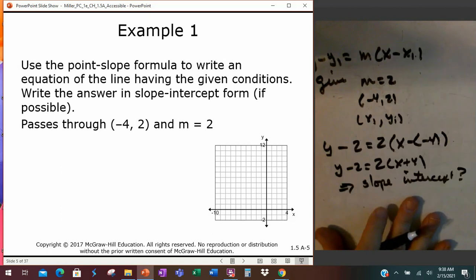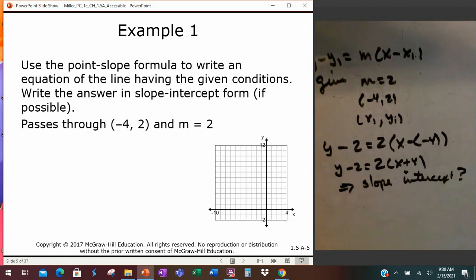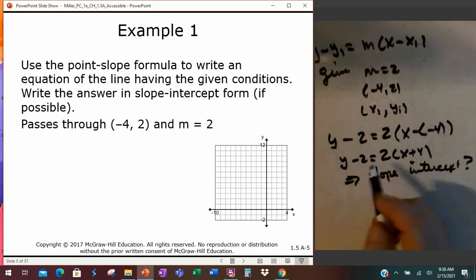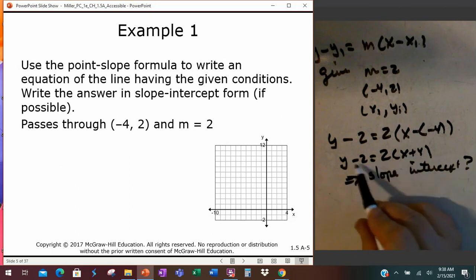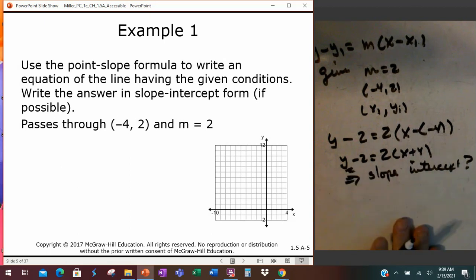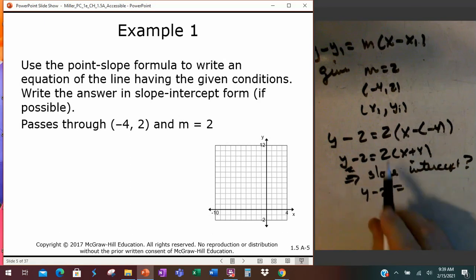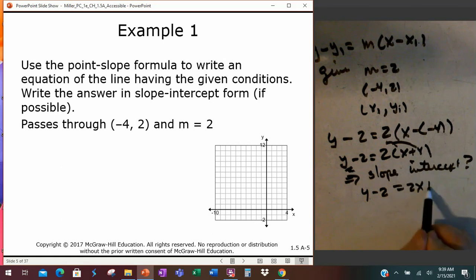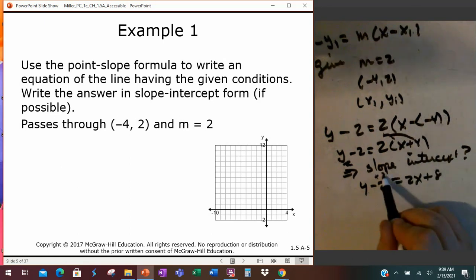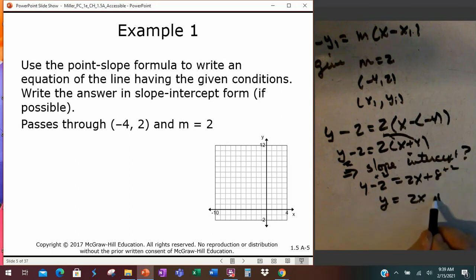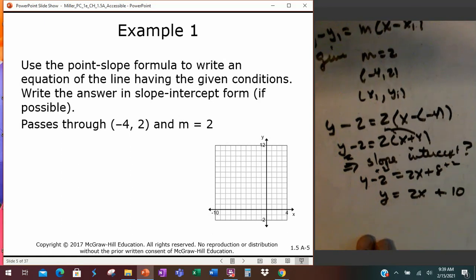So that's what they need. Okay. So once I do that, all I'm going to do is take this and solve. So I'm going to distribute just like if I was solving, but I need to solve for y, and then I'll finish it up. So y minus 2, distribute, 2x plus 8, 2 times my 4, and then my plus 2, so y is equal to 2x plus 10.